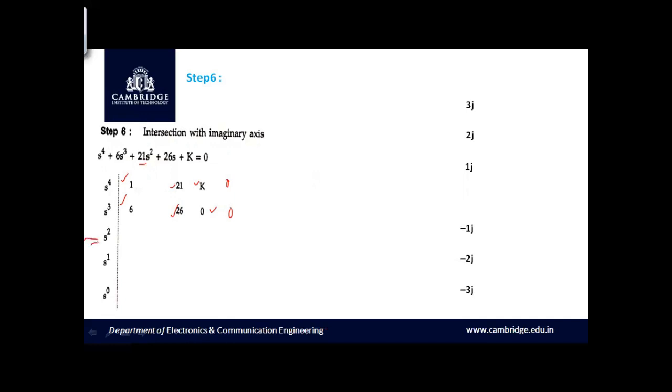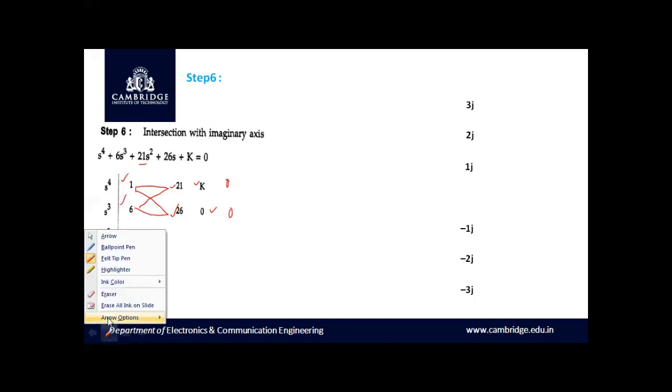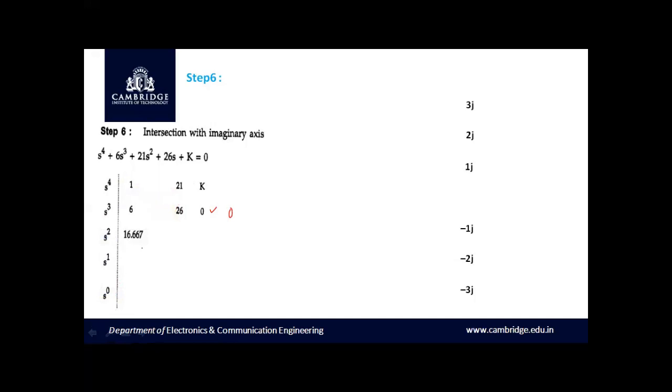To fill up the third row first element, we know the procedure: 6 into 21 minus 1 into 26, divided by 6. I can write it here as 16.667. Similarly, to find the third row second element, we form the pattern: 6 into k minus 1 into 0, divided by 6. The 6 in the numerator and denominator get cancelled out, therefore I get k.